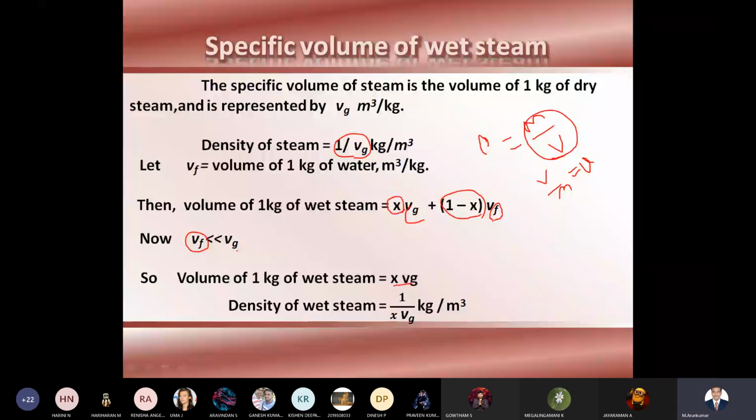So the density of steam can be written as 1 by Vg. For wet steam, this 1 by Vg is replaced by 1 by x into Vg. So the density for dry steam is 1 by Vg, whereas in the case of wet steam, the density will be 1 by x into Vg, because we have x in the wet steam.